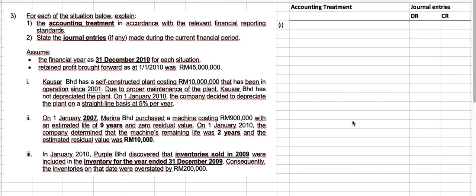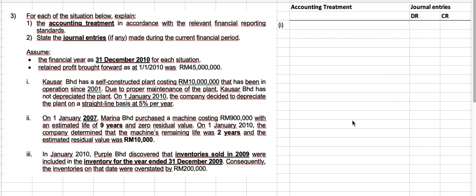Assume the financial year end is 31st December 2010 for each situation, and the retained profit brought forward as at 1st January 2010 was 45 million. So it means that we consider the year ended December 2010 as our current year.